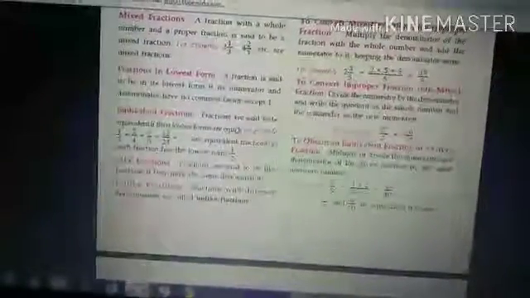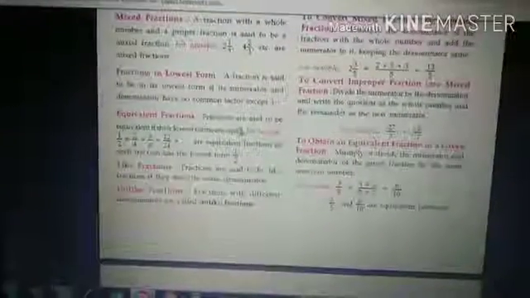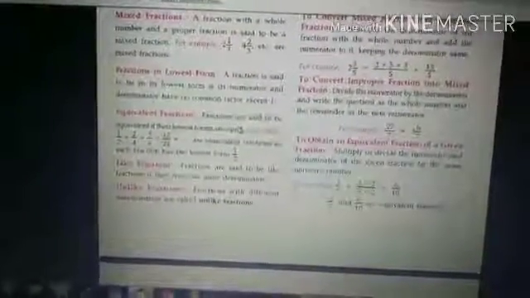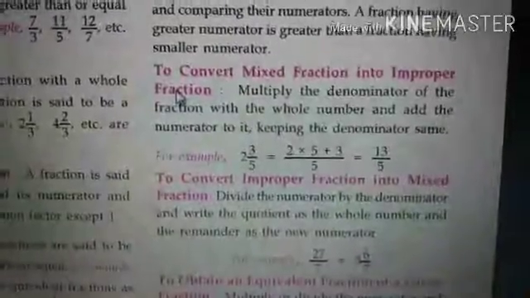Next is like fractions. Fractions are said to be like fractions if they have the same denominator. Then unlike fractions. Fractions with different denominators are called unlike fractions. So students, in today's class we will see how to convert a mixed fraction into an improper fraction. We have learned this topic in the previous class.